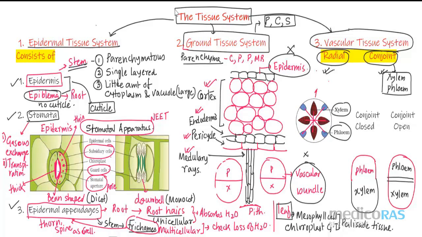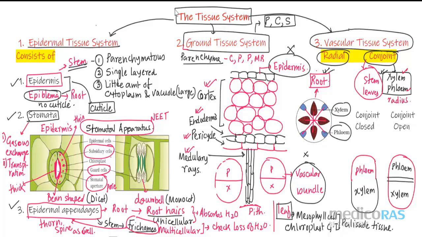So therefore, this type of condition of having radial vascular bundles is only and only available in case of roots. So root has radial type of vascular bundle, whereas in case of stem and leaves, it has conjoint type of vascular bundle. That means both the xylem and phloem are present in the same radius.